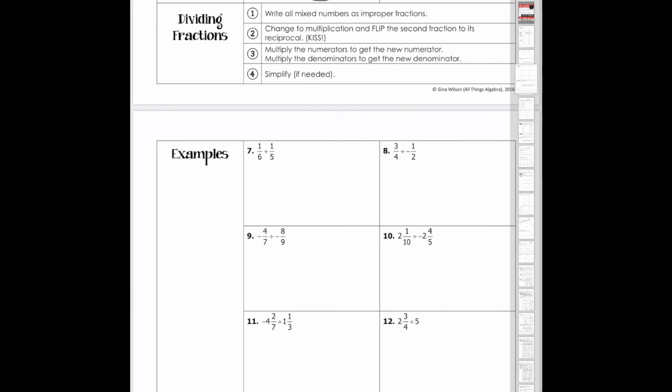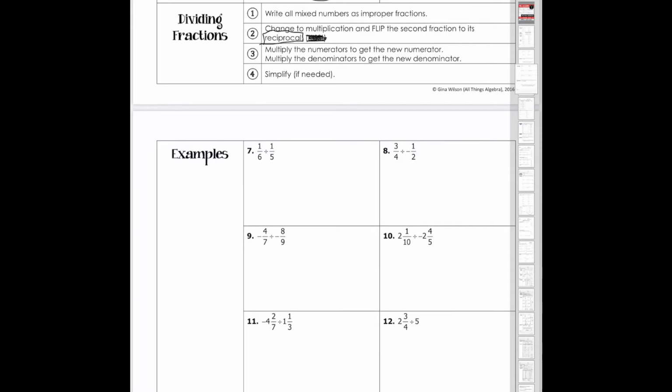All right, so the first step for dividing fractions, we're going to write mixed numbers as improper fractions. That's the same first step for all of our fraction operations. And now the second step says change to multiplication and flip the second fraction to its reciprocal. Okay, and quite frankly, I have no idea what KISS stands for. So we're just going to cross that out. And we're just going to pay attention to this one word, reciprocal.